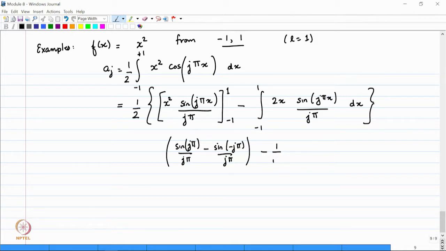So, I have 1 by j pi, I will take it outside, and I have integral from minus 1 to 1 of x sine j pi x dx. So, now what I will get is 0, and here I will get minus 1 by j pi. Now, again I will do the integration by parts.